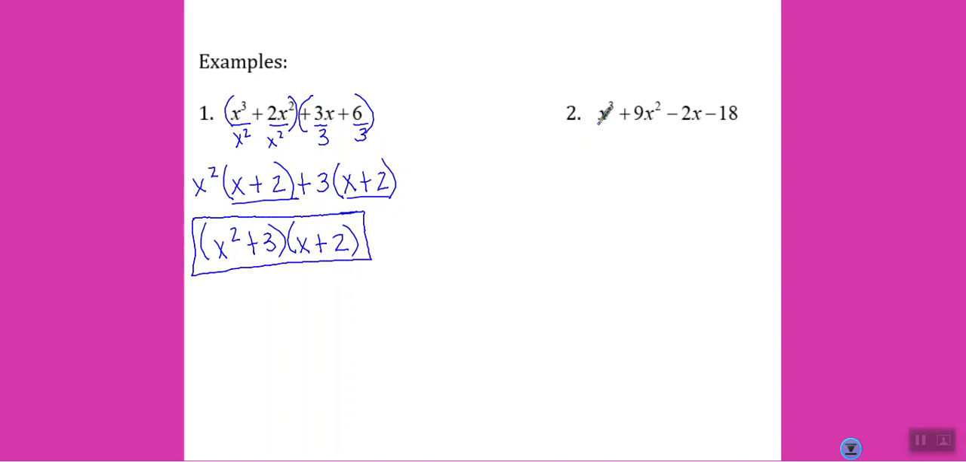So number 2, again, we don't have a GCF for all 4 terms, so we're going to group the first 2 and group the second 2. The first 2 share an x squared. We're going to factor that out.